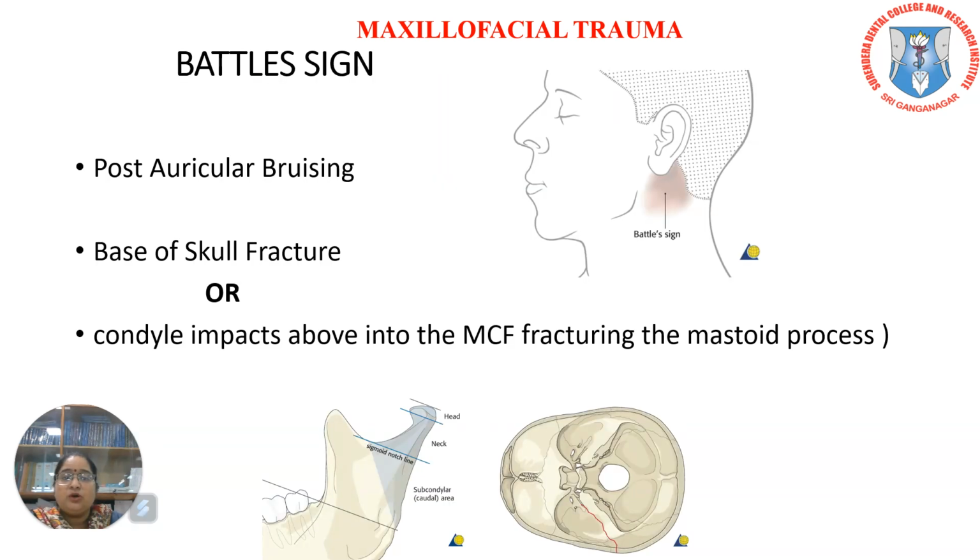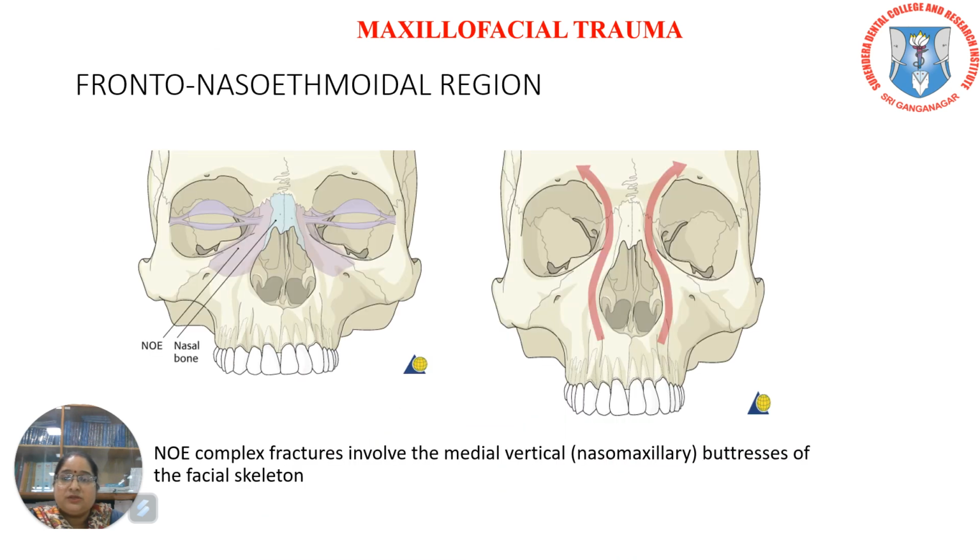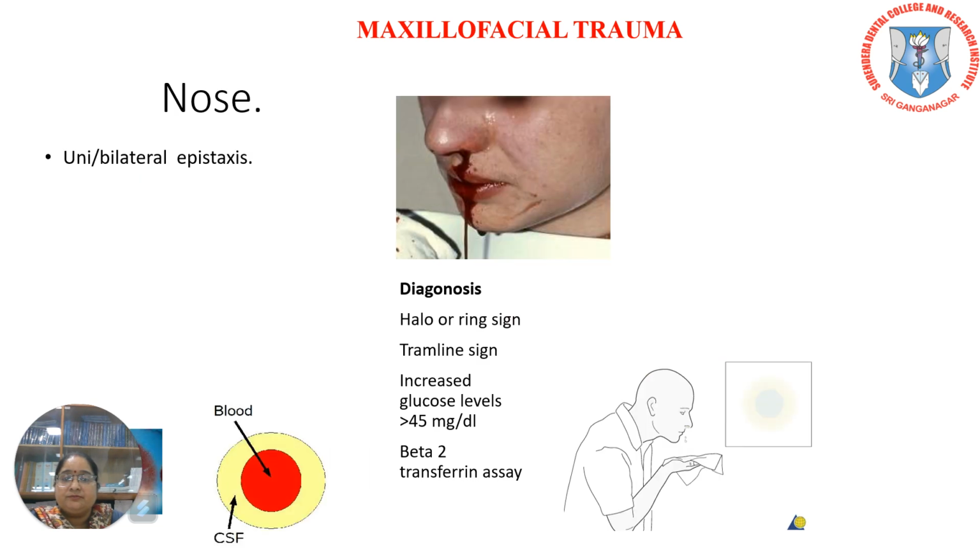Battle sign is post-auricular bruising, a bluish discoloration near the mastoid area posterior to the ear. It is commonly seen in base of skull fracture, or whenever the condyle impacts above the middle cranial fossa and fractures the mastoid process. Fronto-nasoethmoidal region: we can check for various fractures in these regions, which involve the medial vertical buttresses of the facial skeleton. For the nose, clinical examination should always be done properly.